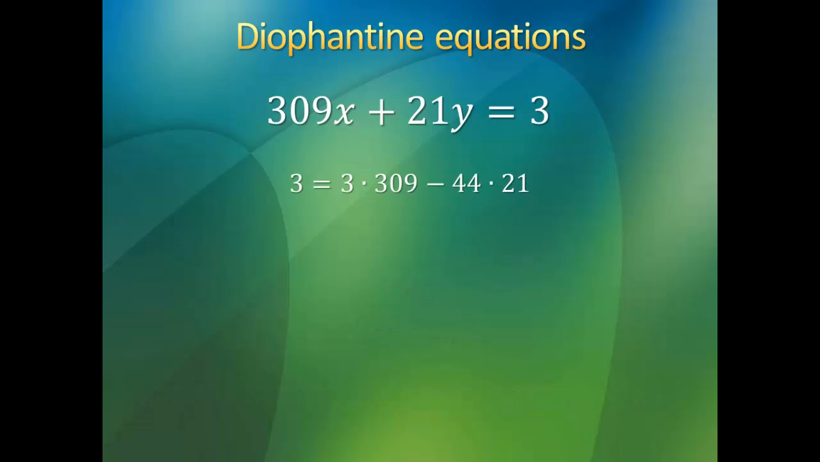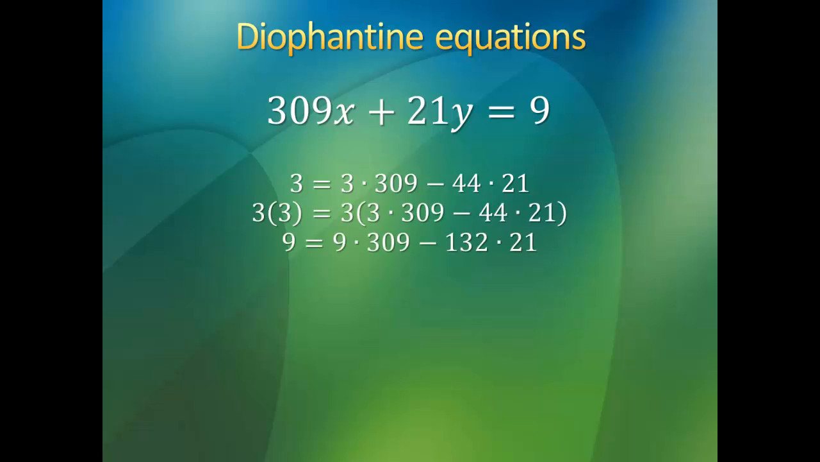We already know that the greatest common divisor of 309 and 21 is 3. And we just saw that we can express 3 as 3 times 309 minus 44 times 21. So what about 9? Well, 9 is 3 times 3. So that should be 3 times our expression, which we can distribute to the coefficients. So there is in fact a solution. Let x be 9 and y be negative 132. We have in fact found a solution.